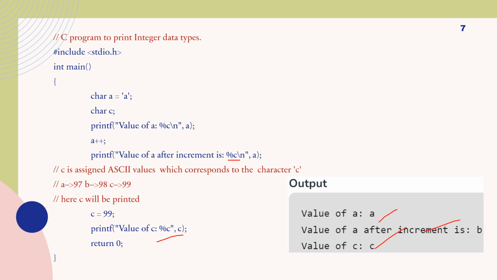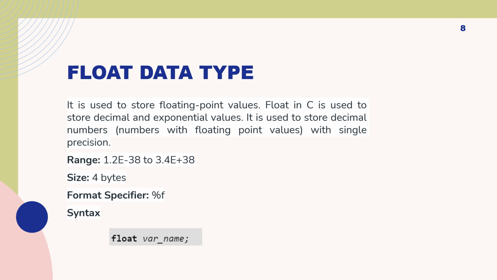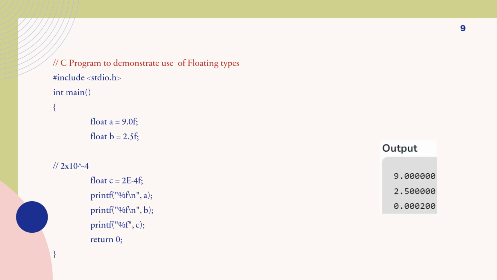It can directly print the character C because of this format identifier %c. And then the next data type is float, and this float is used to show the decimal and exponential values with single precision. So you can see the syntax of this float data type: float with a variable name, and here is an example to demonstrate this float data type.